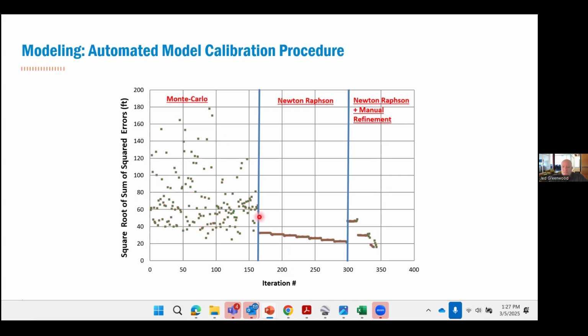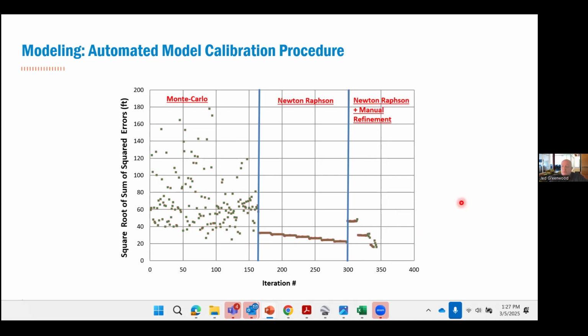Our first 160 iterations or so were Monte Carlo. It's basically a shotgun blast. Where's a starting point for the more sophisticated Newton-Raphson approach? So do that and get some permeabilities that are relatively close. And then you start with the Newton-Raphson approach, and you can see that our error is slowly getting lower, better. And then there were some manual refinements.